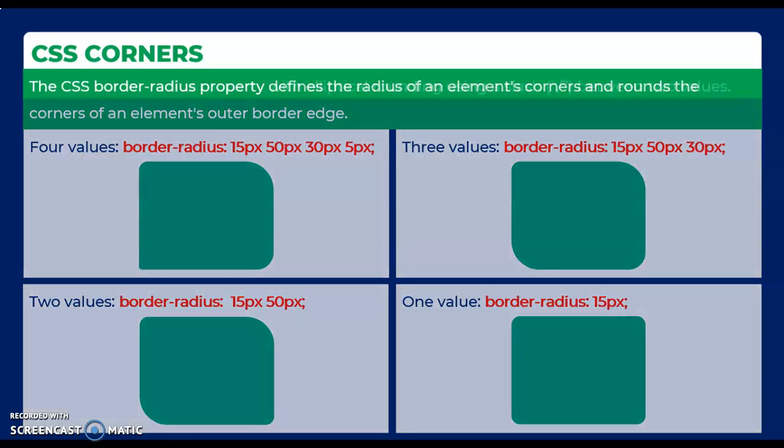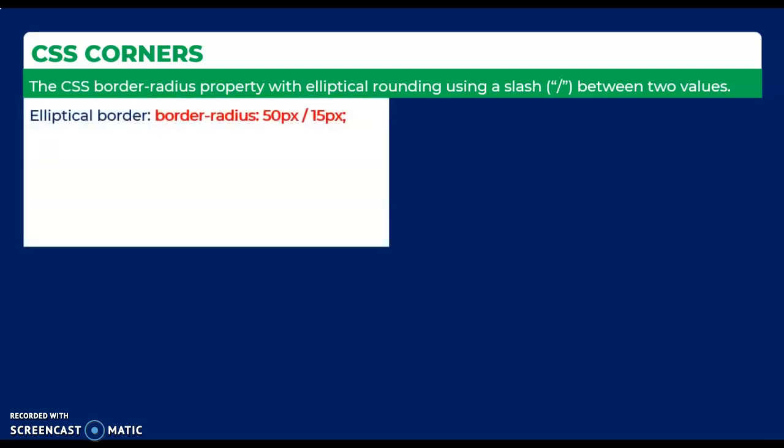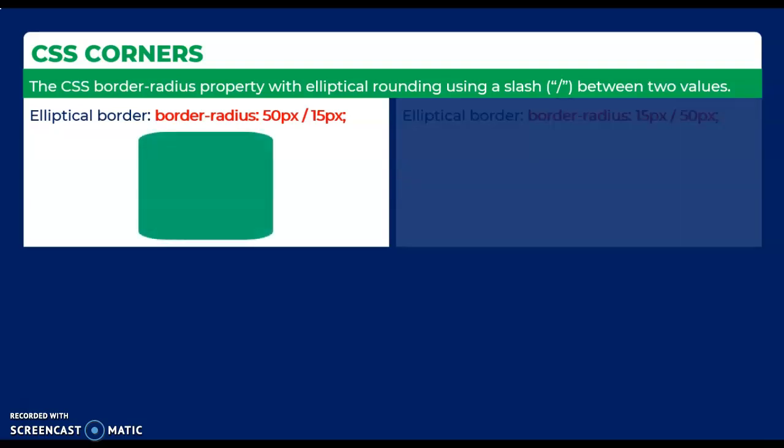We may also specify the radiuses in which the corner is rounded by. In other words, the rounding doesn't have to be perfectly circular, it can be elliptical. This is done using a slash between 2 values.